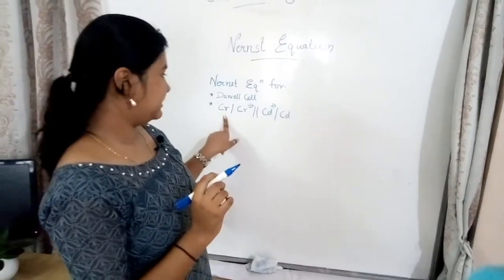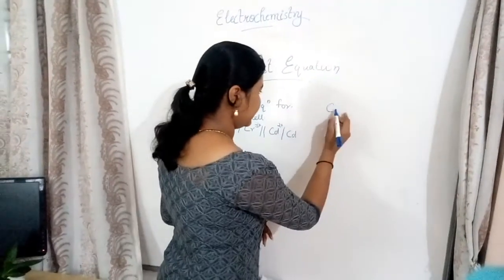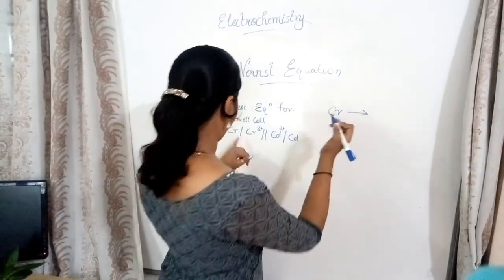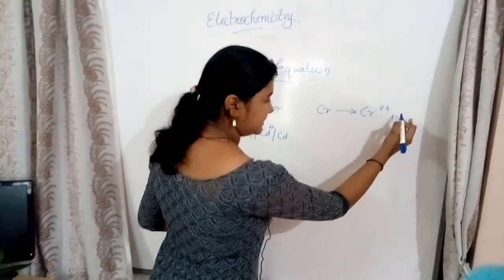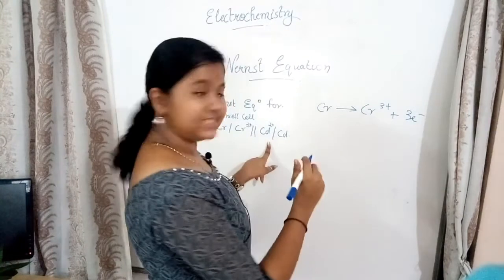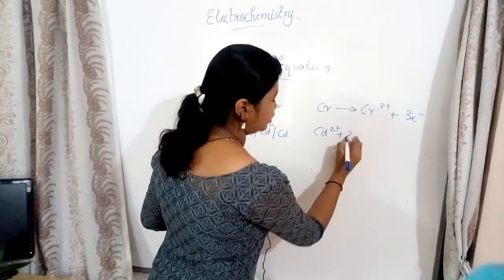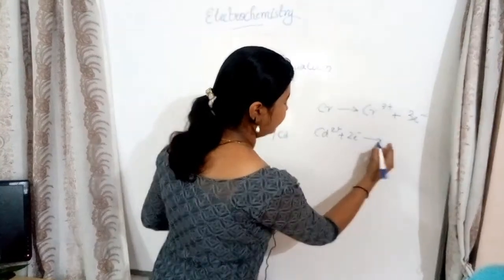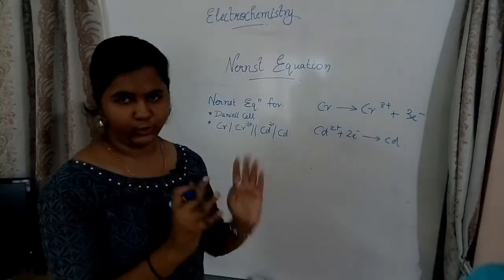So what is the first one? What is the oxidation or the anode reaction? Anode reaction is Cr giving Cr3+ plus 3 electrons, and then Cd2+ plus 2 electrons giving Cd. So these are the anode and cathode reactions.